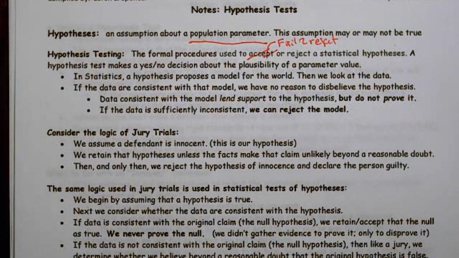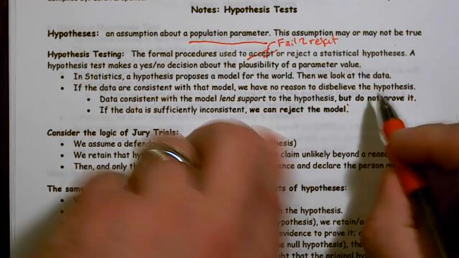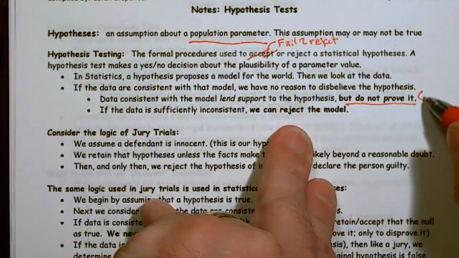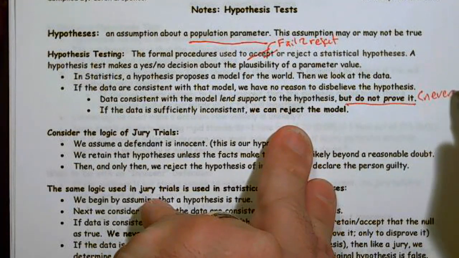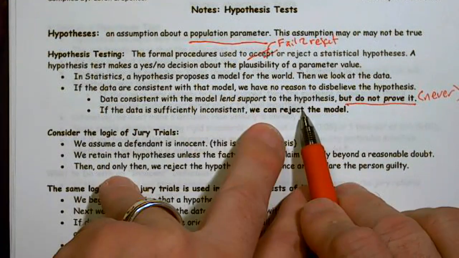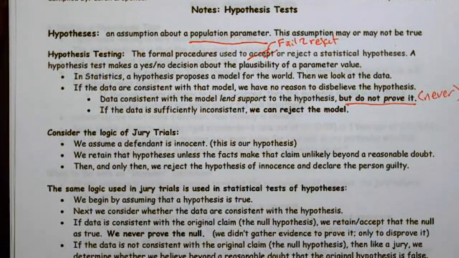So when we're collecting our data, some of the data is going to lend support to the hypothesis, but it'll never prove it. In other words, we will never prove the hypothesis. The only thing we can do with it is reject the claim, and that's if we have enough evidence against it.